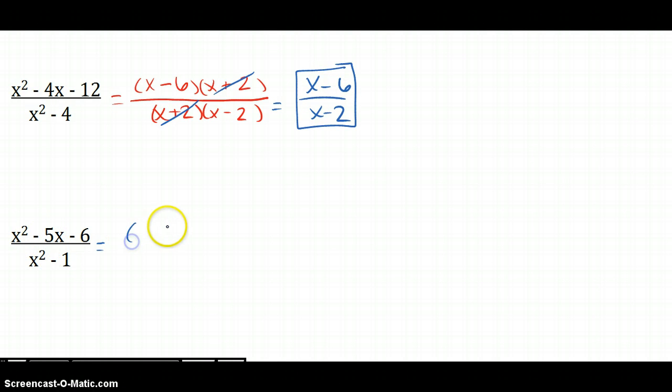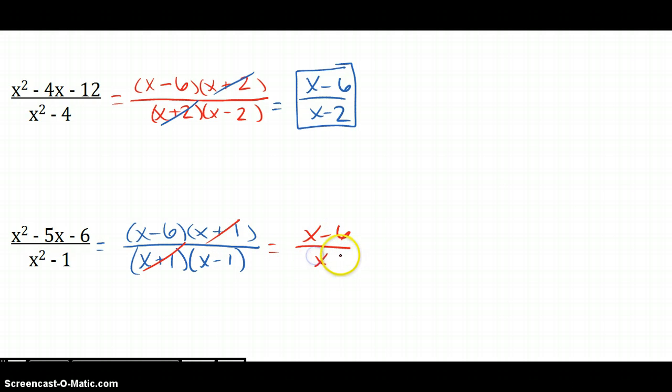So if we do the same process here, we want factors of 6 that subtract to give us 5, so that'd be 6 and 1, and we want a negative 5, so we need a negative 6 plus 1, because that gives negative 5. And on the bottom, this is the difference of two squares again. So we have x plus 1, x minus 1. And you see that your x plus 1's cancel. And you're left with x minus 6 over x minus 1.